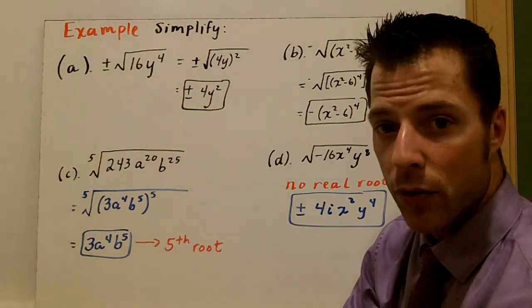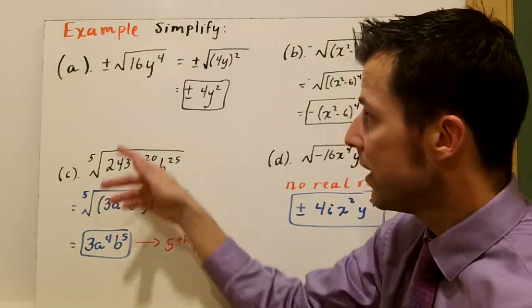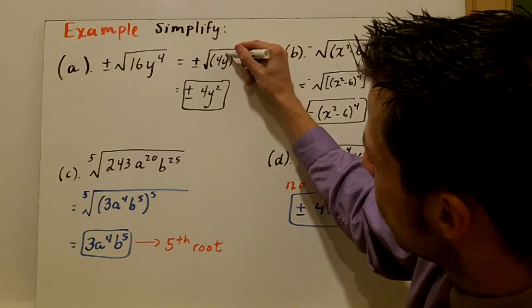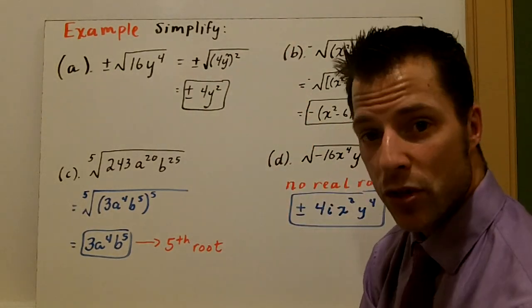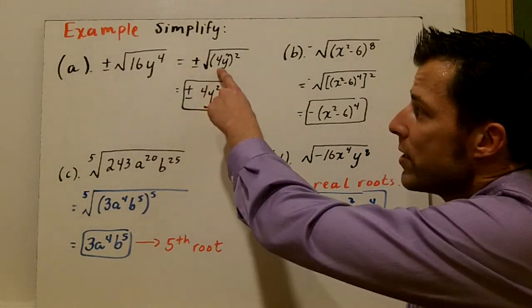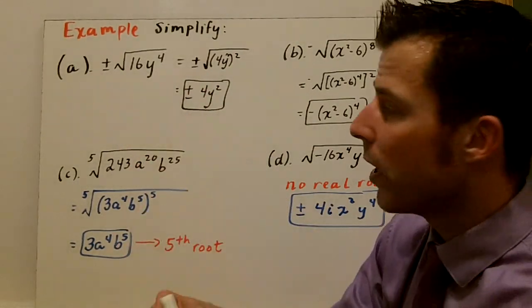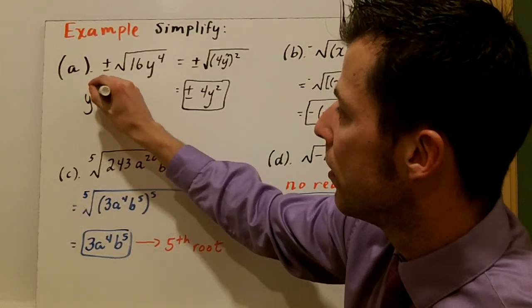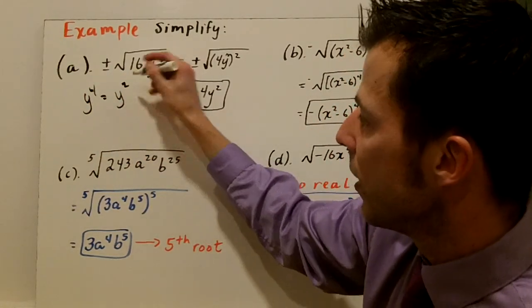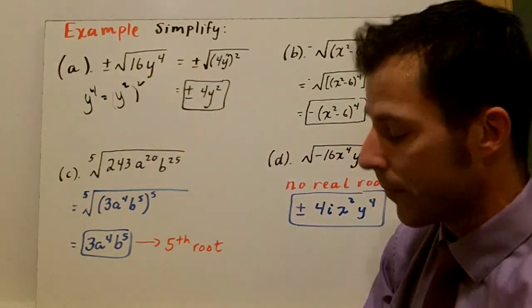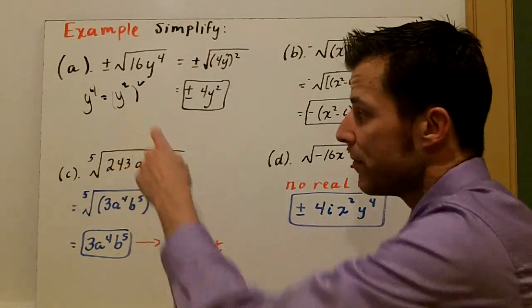That's a square root. Well, 4 squared is 16, and we can rewrite y as y squared squared. And so when we simplify this, we have plus or minus 4y squared, because we can rewrite y to the 4th as y squared being raised to the 2nd power. Okay, and that base comes out.